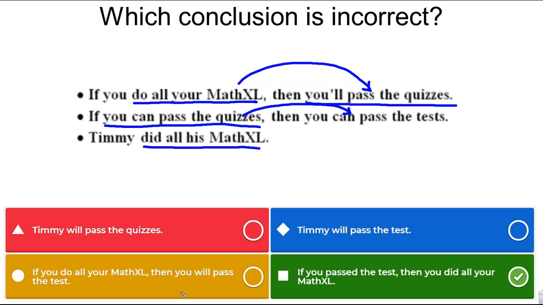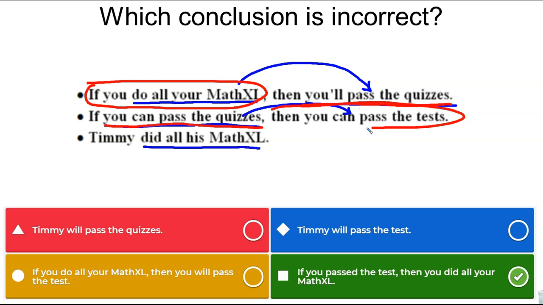Okay, in yellow, we can chain these conditionals together. If you do all your Math Excel, then you'll pass the test. Okay, here again, since the conclusion of my first statement matches the hypothesis of my second, I can go straight from hypothesis of the first to conclusion of the second.